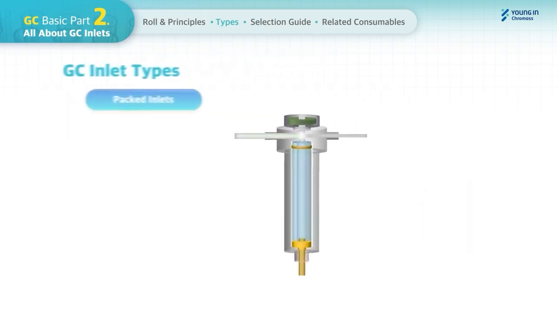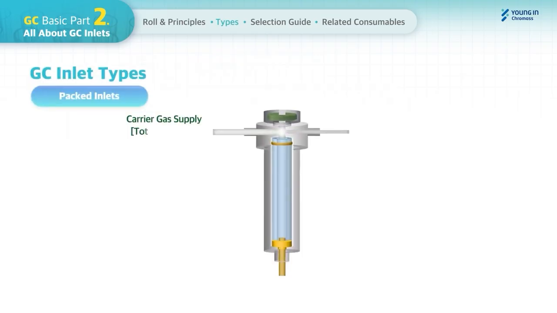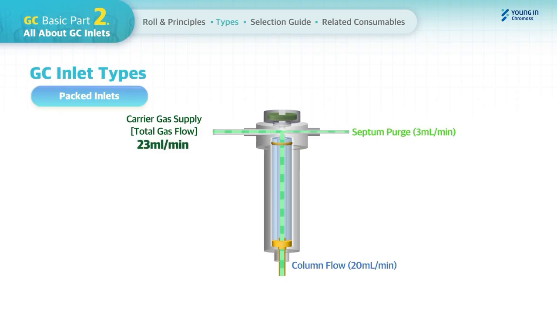Let's learn about the packed column inlet. Packed column inlet design is simple, because the entire carrier gas will enter the column after subtracting the septum purge flow. For example, if the column flow is set to 20 milliliters per minute, the total will be 23 milliliters per minute. After gas flow stabilization, the sample will be introduced to the inlet liner and the entire sample will be loaded into the column. Depending on the GC manufacturers, the usage of the septum purge line could be not available.